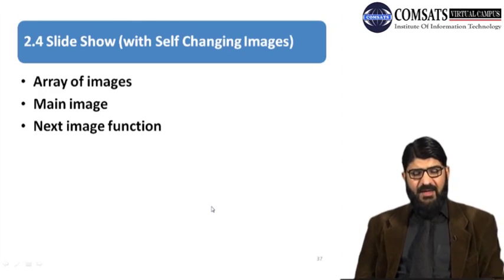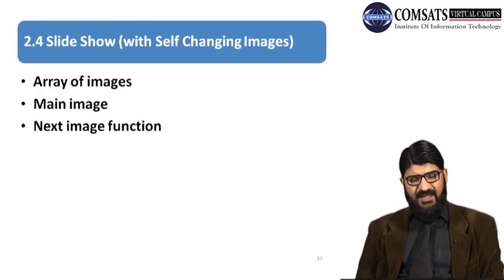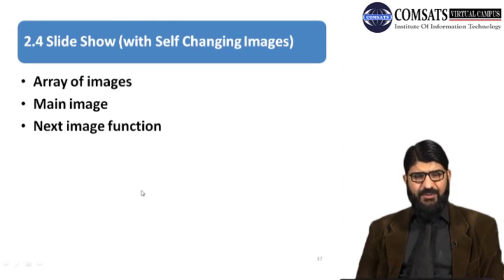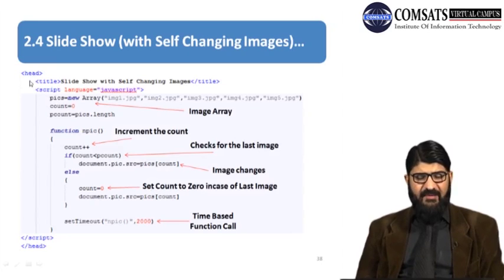You can also consider a slideshow with self-changing images. So you will fill an array and it will automatically select the images and display them automatically. For that you need to know about the array of images, the main image and the next image function. In the previous slide we discussed the buttons, but in today's topic we are going to cover the function. Let's consider the code for it.